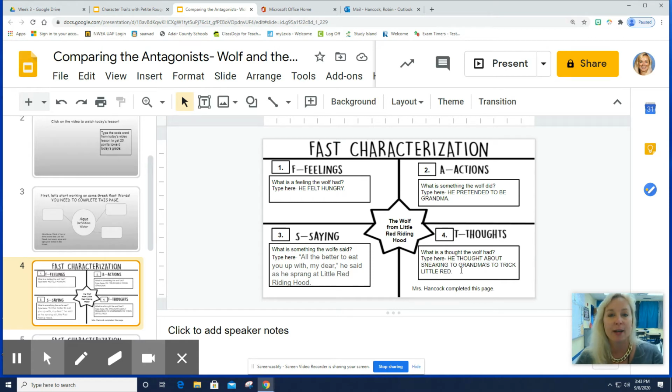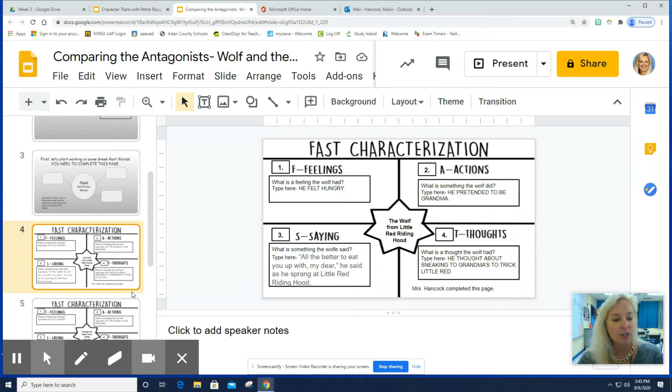So what inferences could I make about the wolf? Well, I could infer. Remember, inferring is when you make a guess based on what you read in the text and what you already know in your brain, your schema. I can infer that this wolf was sneaky. He snuck to grandma's house. He pretended to be grandma, so he is sneaky. And I can also infer that he is dangerous because he was willing to hurt Little Red Riding Hood. So those are some inferences I could make about that character. But I know he felt hungry, pretended to be grandma, said all the better to eat you up with, my dear, and he snuck to grandma's to trick Little Red. So there's the wolf from Little Red Riding Hood.